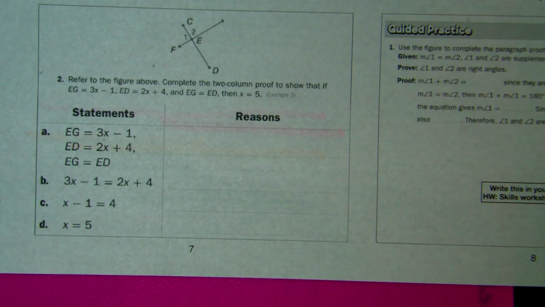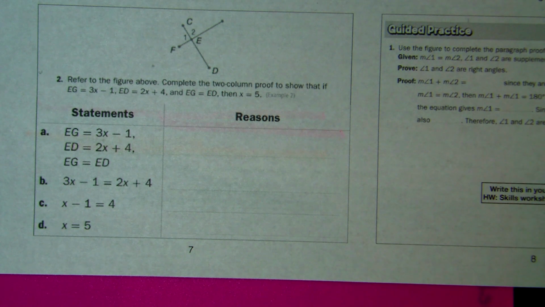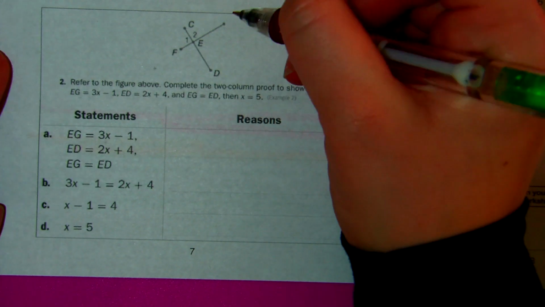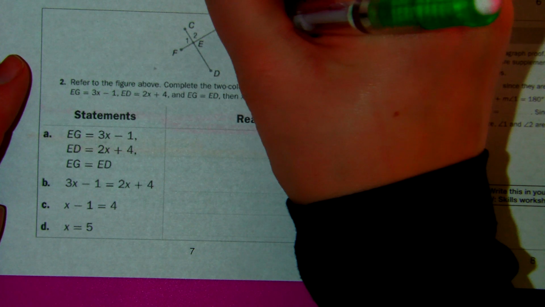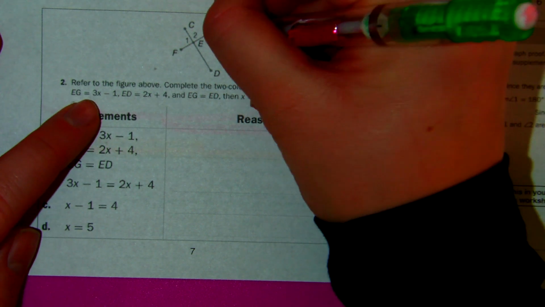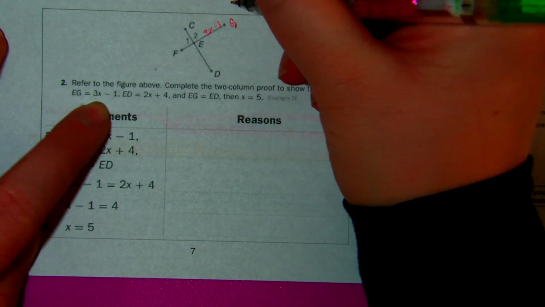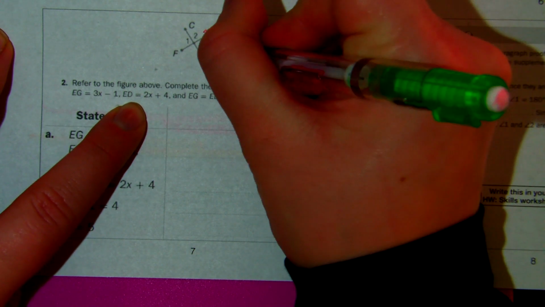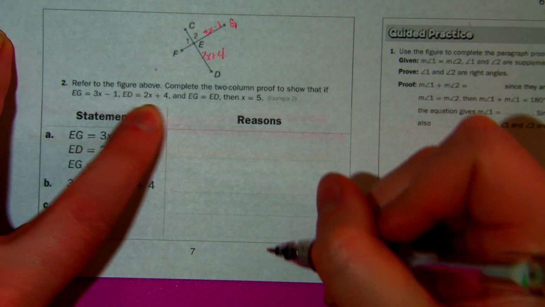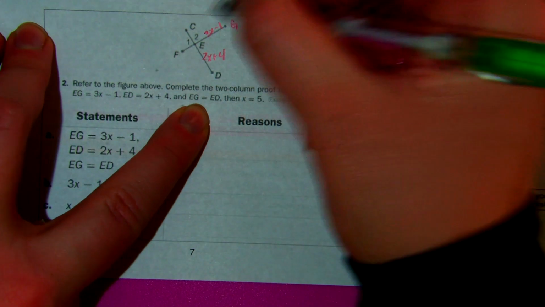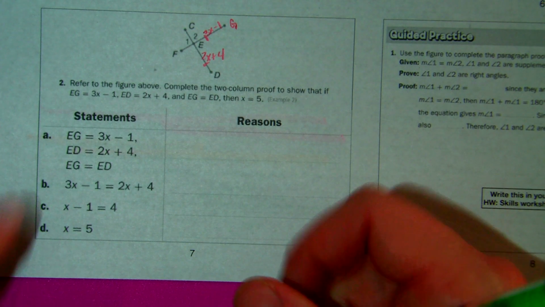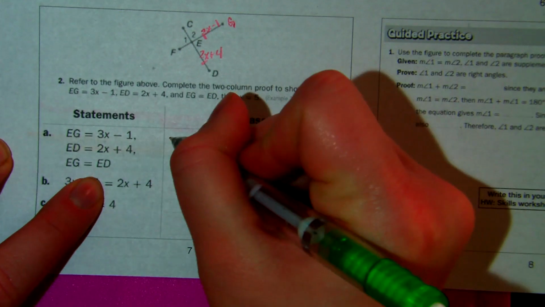Slide 7, number 2. It says, refer to the figure above, complete the two-column proof to show that if EG equals 3x minus 1, I like to label this, so this is supposed to be a G up here. So if EG equals 3x minus 1, and ED equals 2x plus 4, and EG equals ED, then x equals 5. So first thing here, we're given that information, so the reason is given.